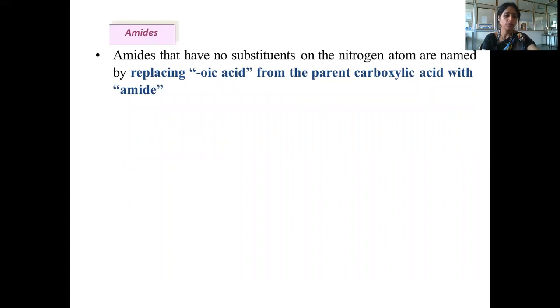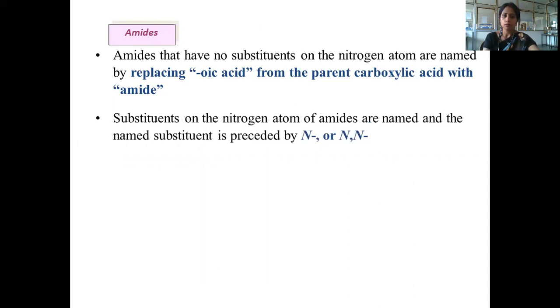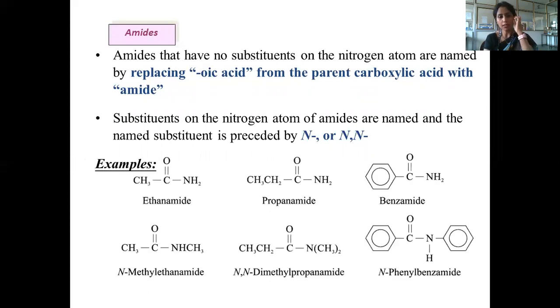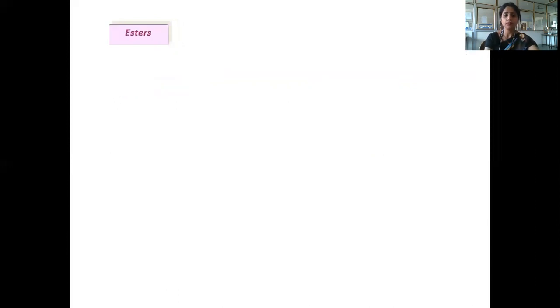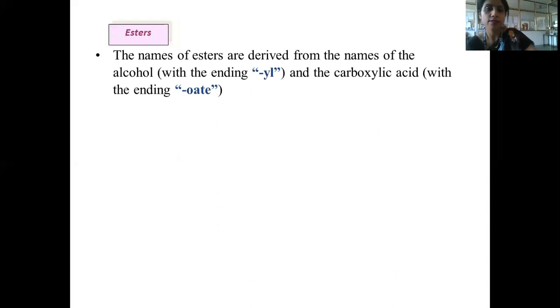Then talking about the next, that is amide. Amides that have no substituent on the nitrogen atom are named by replacing the oic acid from the parent carboxylic acid with amide. Substituents on the nitrogen atom of the amides are named, and the named substituent is preceded by N or N,N dash. For example, ethanamide, propanamide, benzamide. So if there are 2 methyl groups attached to the nitrogen, it becomes N,N-dimethyl propanamide.